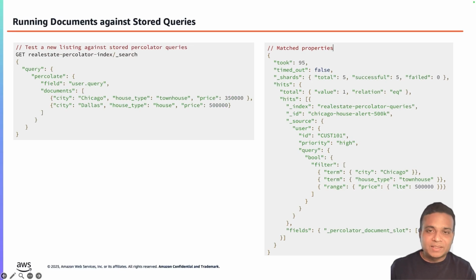The magic happens when new documents arrive. We run them against these stored queries using the Percolate API. What makes this particularly powerful is that OpenSearch optimizes these operations under the hood. It uses its internal data structure to efficiently match incoming documents against thousands or even millions of stored queries simultaneously. This means we can achieve real-time matching without significant performance overhead.